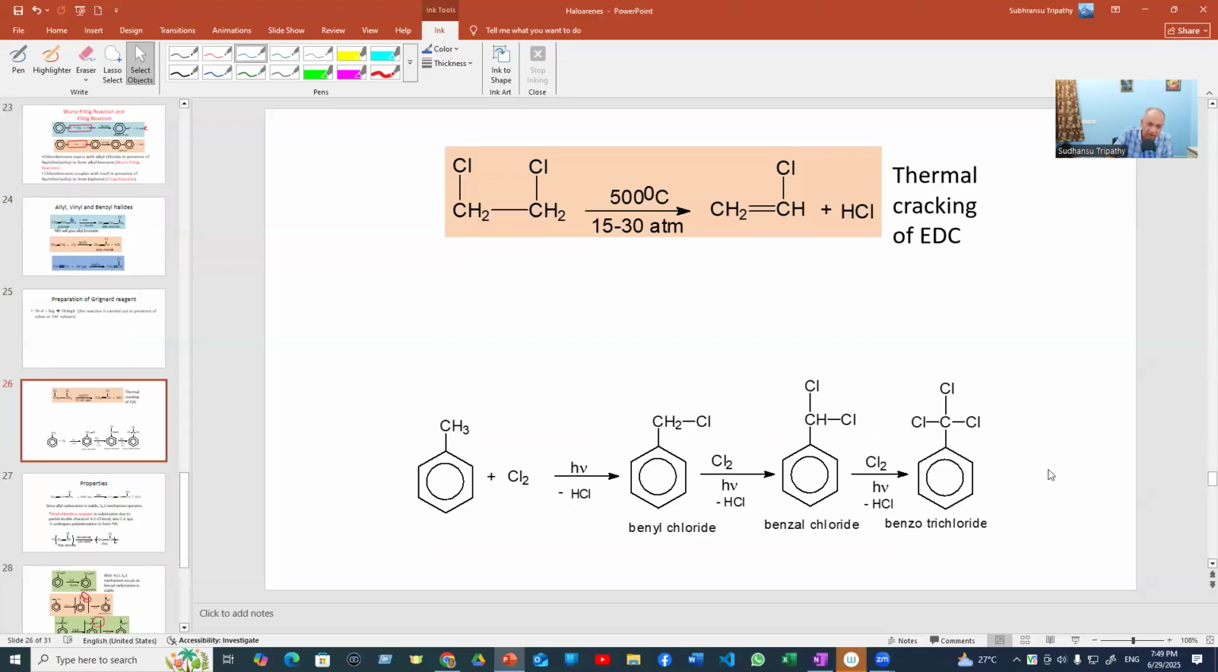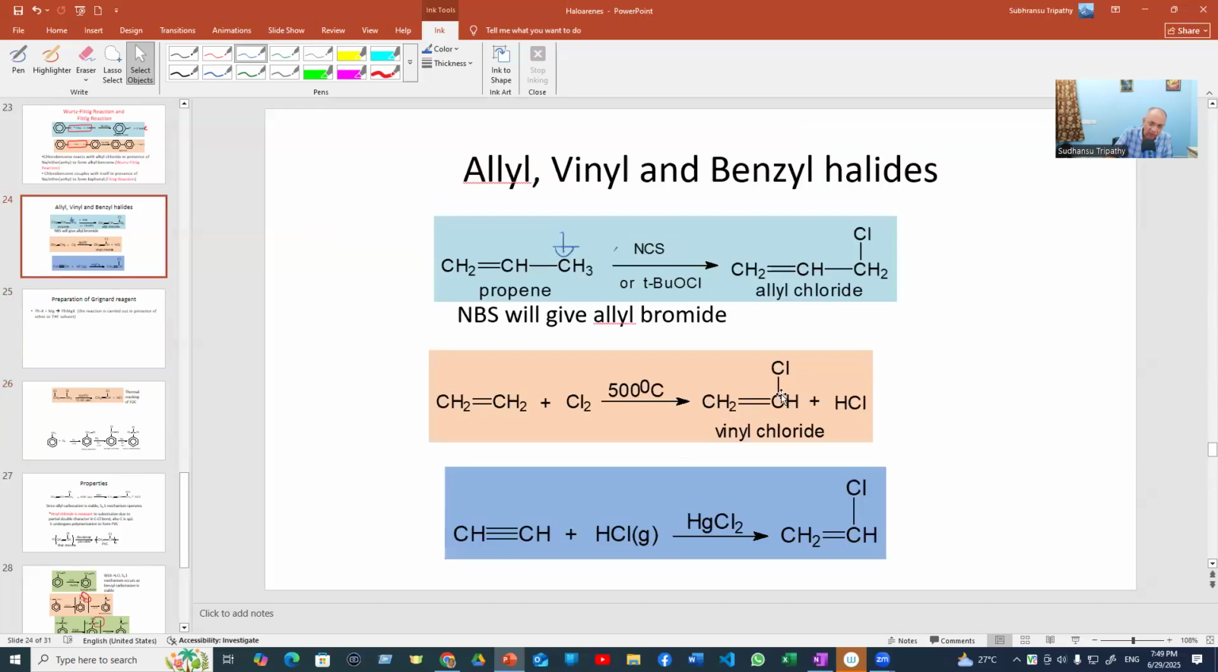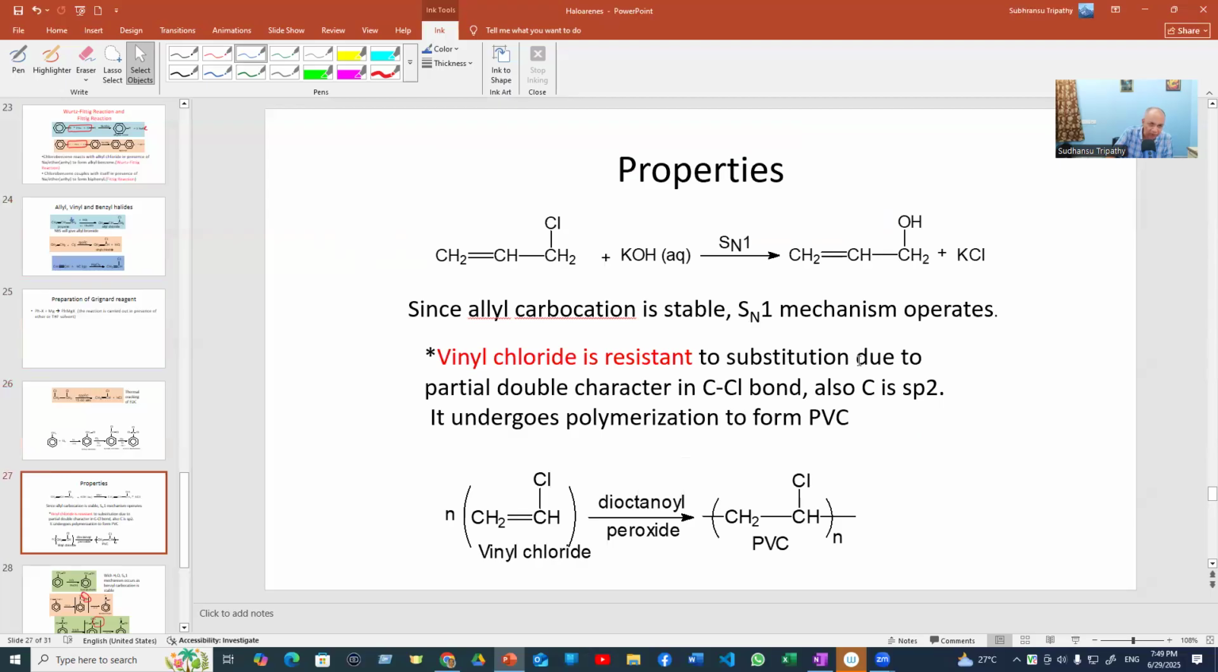We control the free radical substitution to the benzyl chloride stage. And this allyl chloride we know, and vinyl chloride. Now let us see their properties.